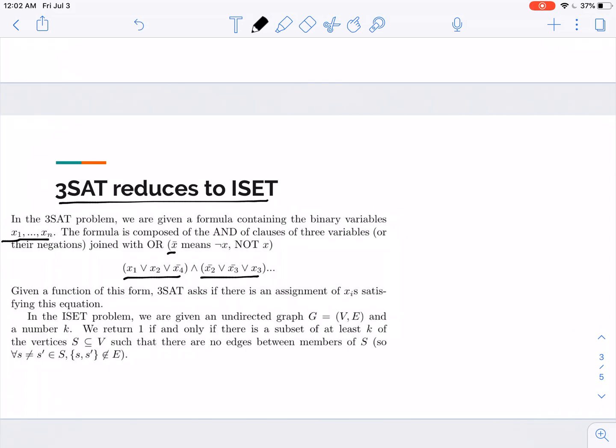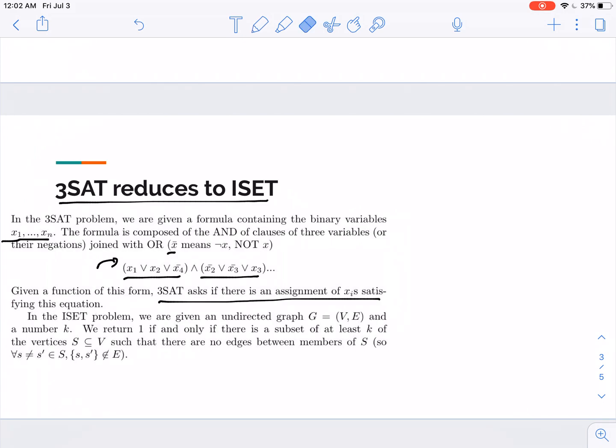So it's basically a bunch of clauses, and in each clause at least one thing must be true, and then all of the clauses have to be true. And we call this a 3CNF, which stands for 3 conjunctive normal form, conjunctive because it's the conjunction of a bunch of clauses of ORs, and normal because normal just means sort of like a standard form. There are many different ways to write this, but this is just a standard way of doing it. And so given this function, 3SAT asks if there's some assignment of x_i's satisfying this equation.